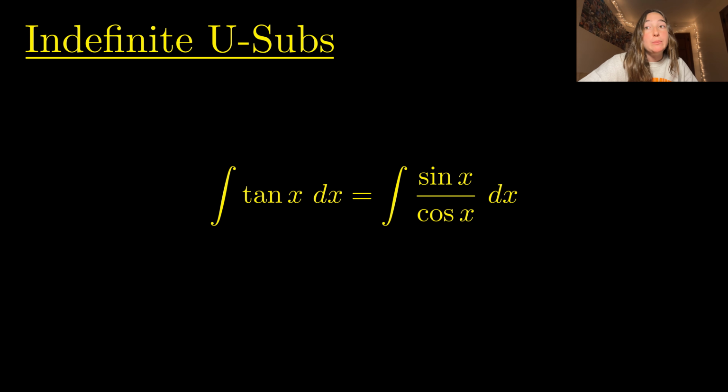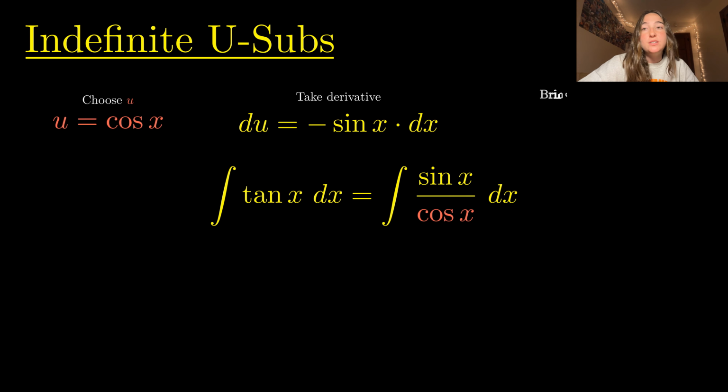But if you go to the very beginning and choose cosine of x for our u instead, then du will be negative sine of x times dx. And let's isolate sine of x times dx, so we'll bring over this negative. So negative du will be sine x times dx. And now let's see if we chose the right u this time.